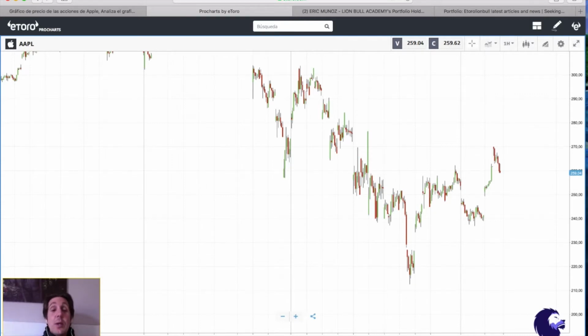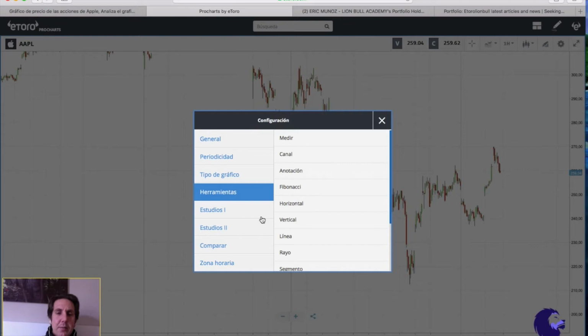Okay, today we're gonna start with a moving average, the simple moving average: what it is, how to use it, and we're gonna make a simple strategy to use in eToro that works really great. Okay, let's start. What is a moving average? A moving average is this line that you normally see. Let's start by making one first of all.